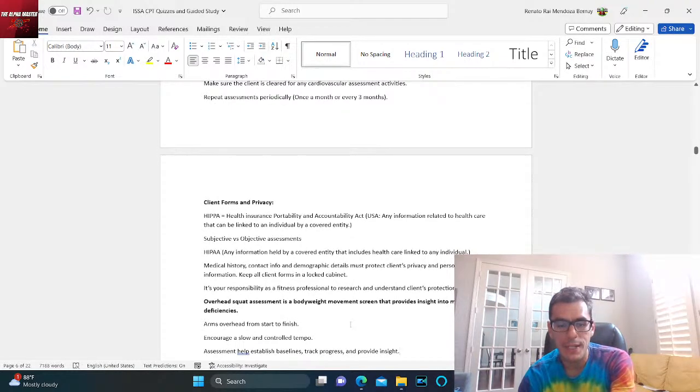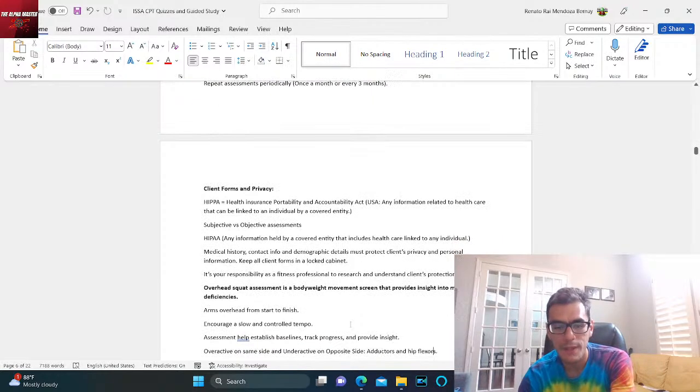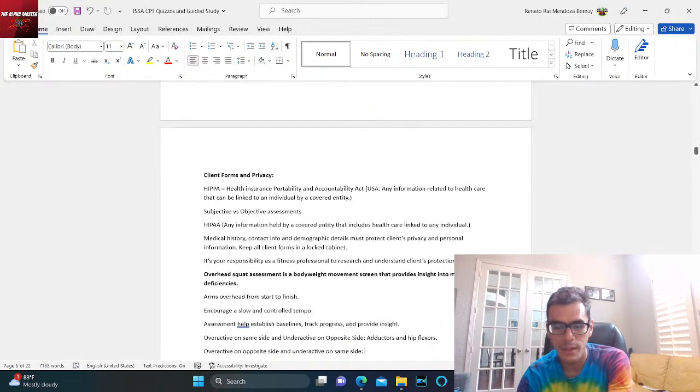The assessment helps establish baselines, track progress, and provide insight. Overactive on the same side and underactive on the opposite side, for example the adductors and the hip flexors.